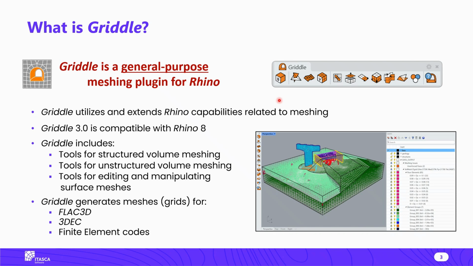Griddle includes tools for structured meshing. This is this tool in this container, Block Ranger. Tools for unstructured meshing, these three tools, and tools for editing and manipulating surface meshes. This collection of tools here.